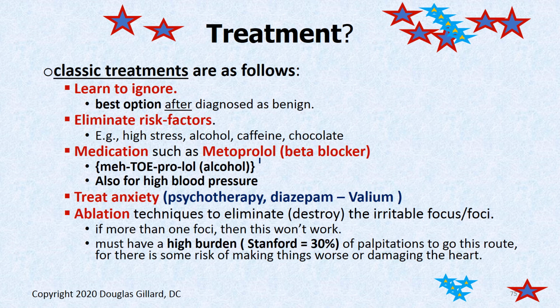If you have a high burden, I think Stanford uses a 30% burden. If 30% of your heartbeats are actually palpitations, or actually PACs or PVCs, they will go after it. They will map and try to figure out where the ectopic foci is, and then they'll try to burn it and destroy it. And it's kind of hit and miss, that procedure. It can be life-changing though.